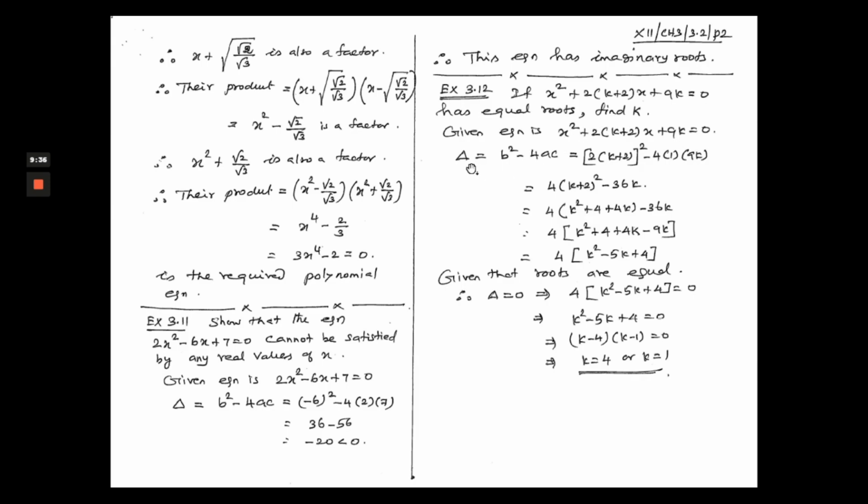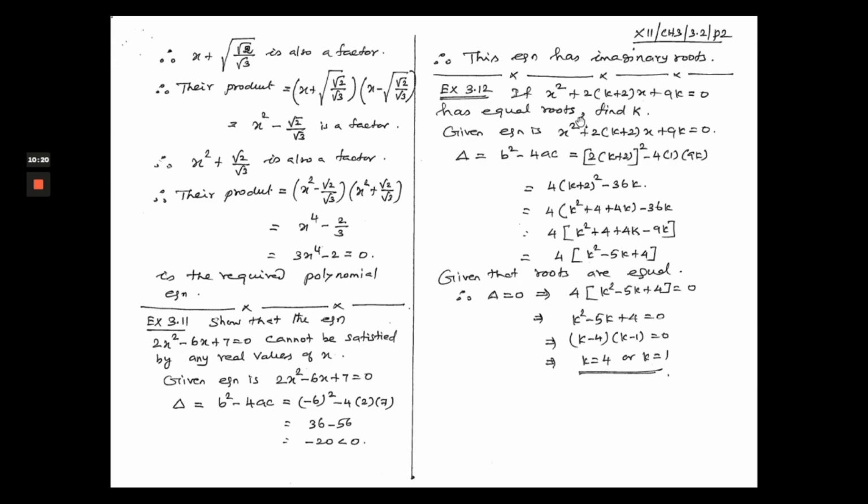Now delta is equal to b squared minus 4ac. Here b is 2 into k plus 2 whole squared minus 4, a is 1, c is 9k. So if we square this, 4 into k plus 2 whole squared minus 36k. Now when we expand this, 4 into k squared plus 4 plus 4k minus 36k. 4 is common, take it outside. k squared plus 4 plus 4k minus 9k, which is equal to 4 into k squared minus 5k plus 4.